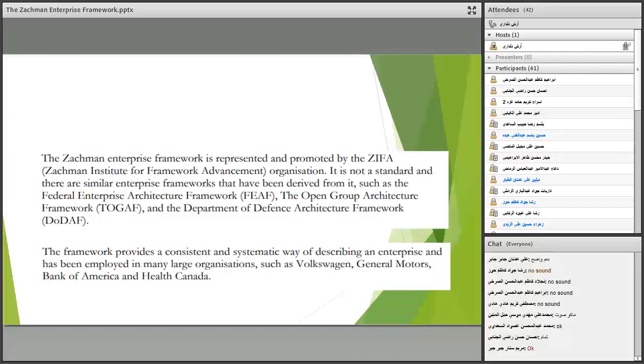I must insist on this issue that the Zachman framework is not a standard, and there are similar enterprise frameworks that have been derived from the Zachman framework and consider the Zachman framework as the base for their framework. There are lots and lots of enterprise frameworks that have been derived from the Zachman framework and consider it as the base.